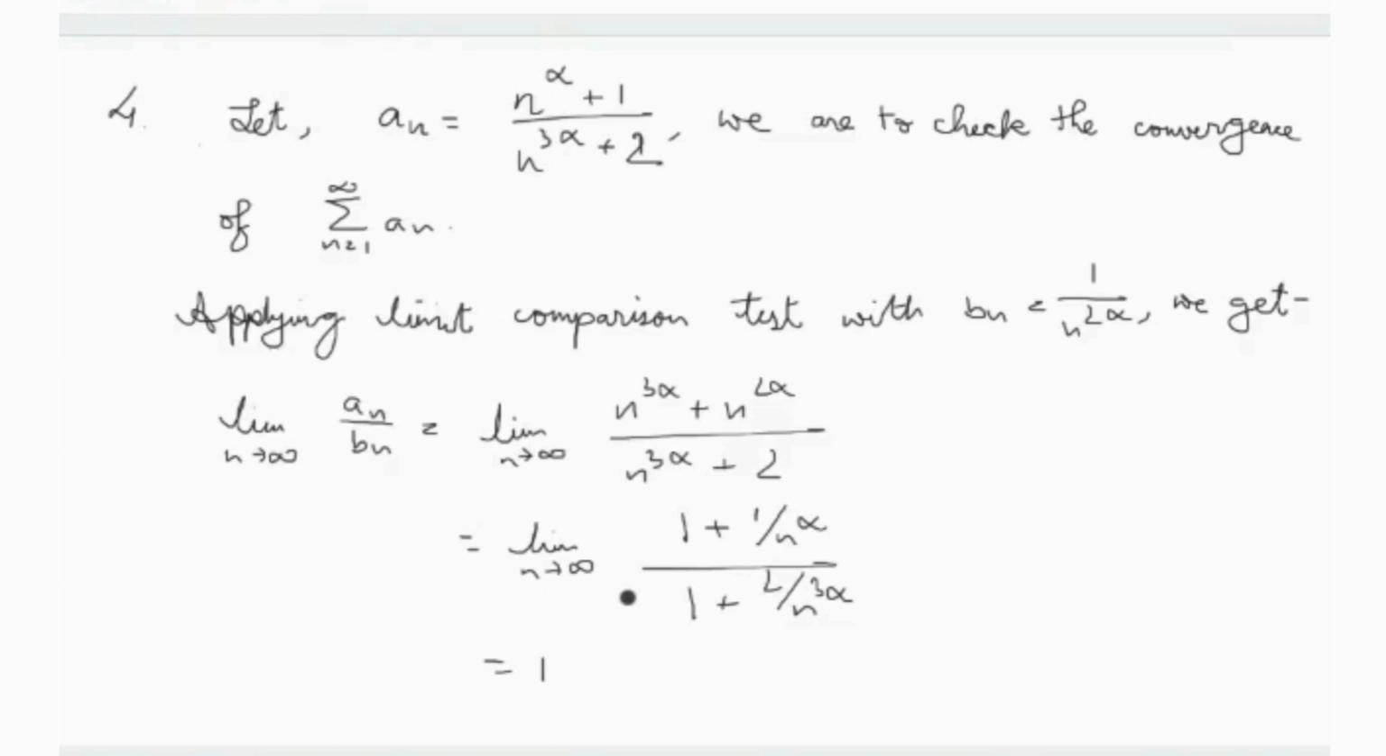Okay, I got it. And one more question: we are getting the convergence, but is it absolute convergence?